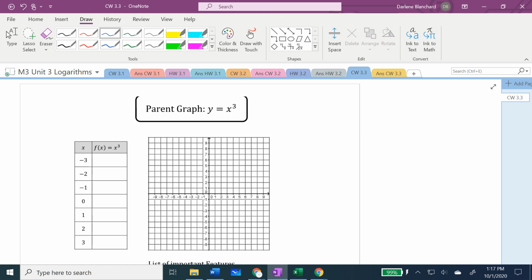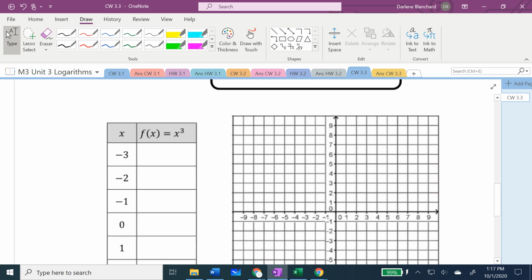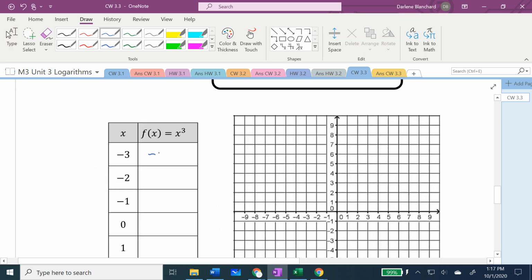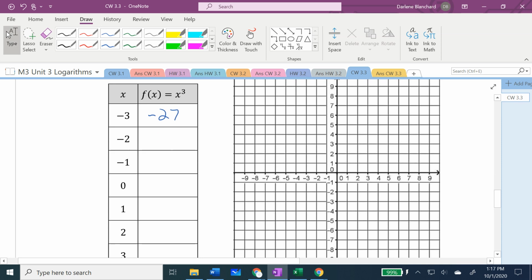Maybe? Okay. So if I multiply -3 by itself 3 times, I get -27. Agree? Okay, that's fine. You can do the classwork during third period and the homework during fourth period.